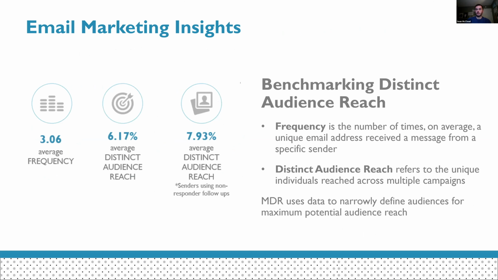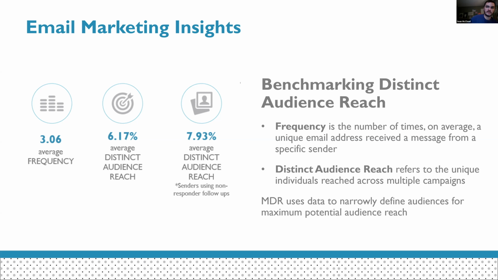All right. So through the average frequency, the average number of emails that we saw a customer send in a 12-month time period during 2019 was 3 to any one individual. And the average distinct audience reach, so from the total audience they decided to email, on average, we saw our customers reaching about 6.17% of the unique individuals in that year's time.